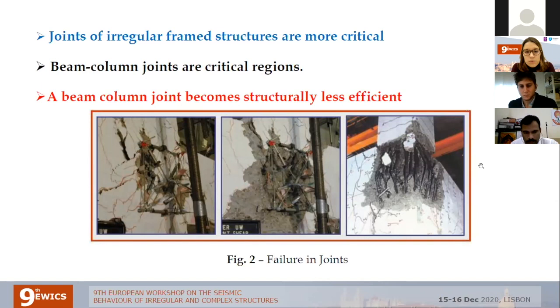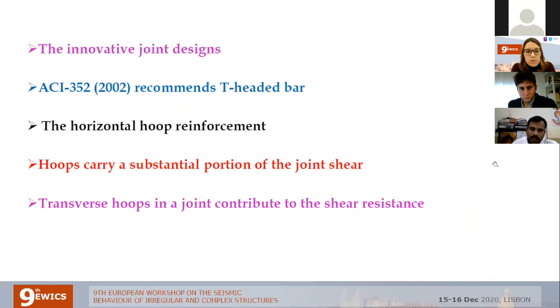If we talk about innovation in joint design, joints capable of confinement with reduction in the congestion of reinforcement are desirable. ACI 352 2002 recommends additional research on the use of the T-headed bar, that is, using mechanical anchorage in the design of the beam column joint in concrete structures. In joints designed for seismic resistance, the horizontal hoop reinforcement plays an important role.